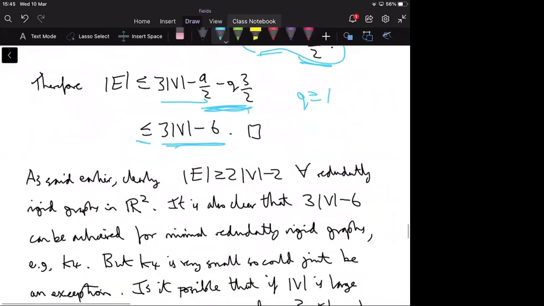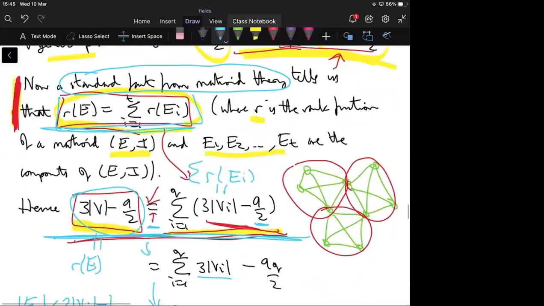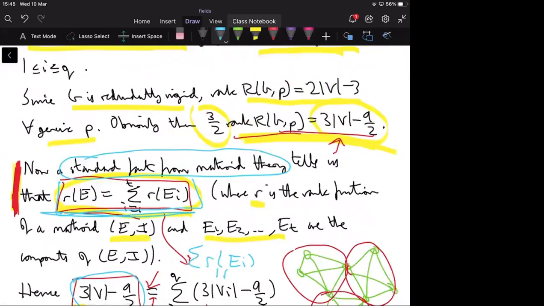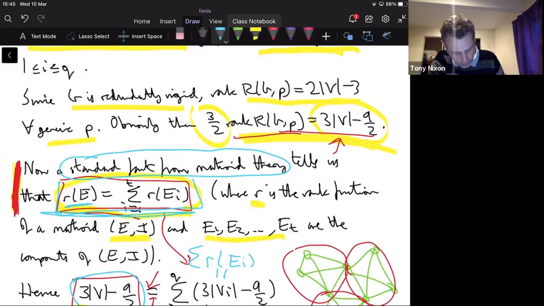Could you repeat the standard fact from matroid theory? Yeah, so it tells us that if you take the rank function of a set, then you can express that as the sum of the rank functions of each of the components. So the matroid may not be R2 connected itself, so the graph of the matroid may not be, but it will have some number of R2 connected components. It might be that some of these are just single edges that don't really go into any component otherwise, but you get that this equation holds.